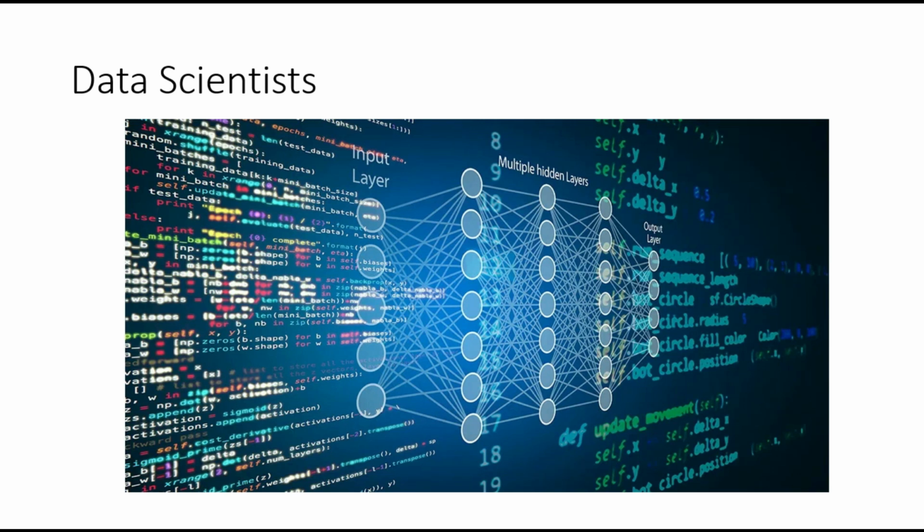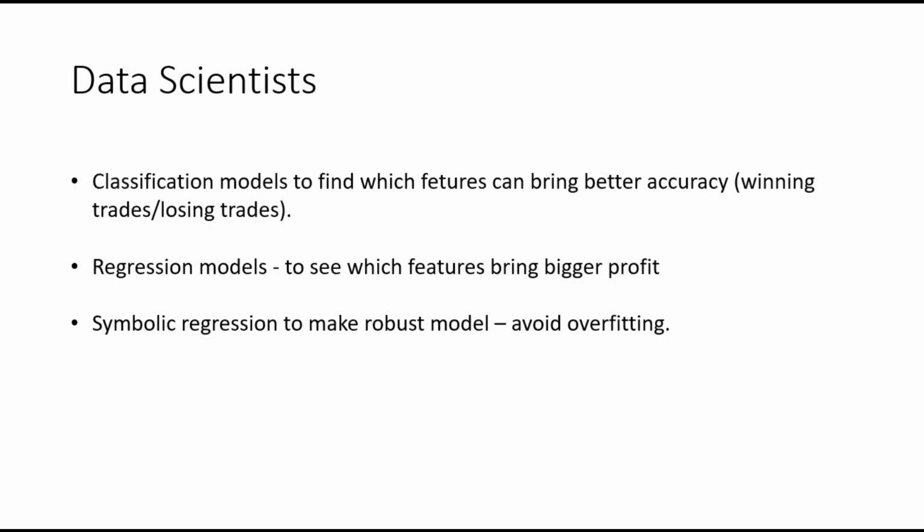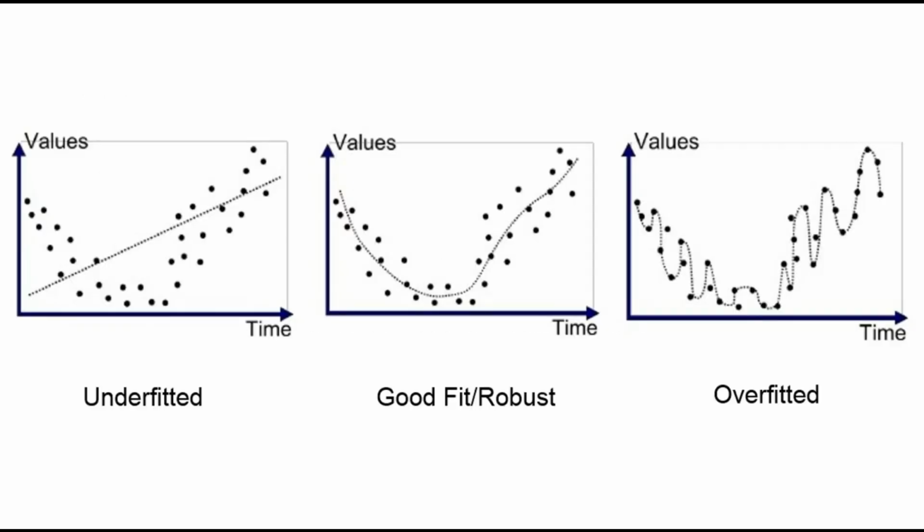The next step is our data scientists. We have a group of 3 kinds of data scientists. The first works on classification models to find the features that bring better accuracy. Another works on regression models, and the last one on symbolic regression. Usually our goal is to create an expert advisor that is neither overfitted nor underfit. We want a robust, very good expert advisor. This is art and science at the same time.